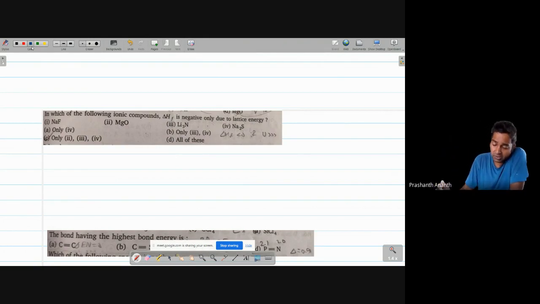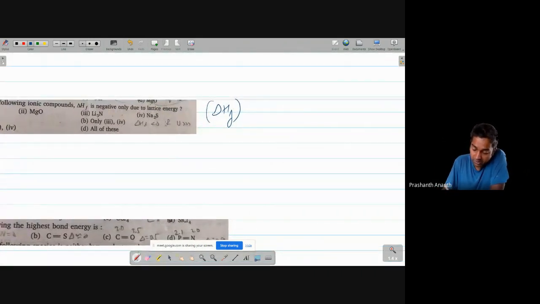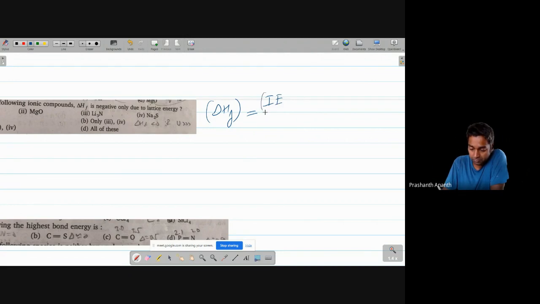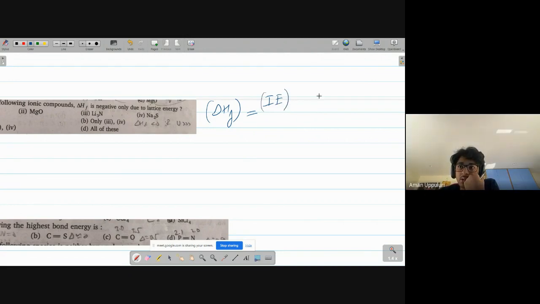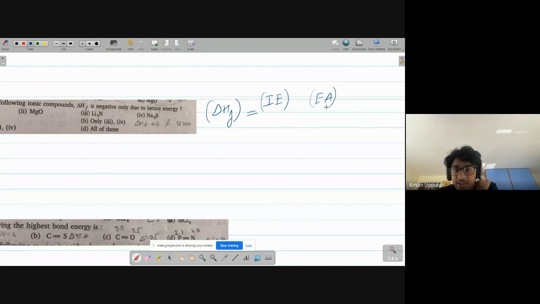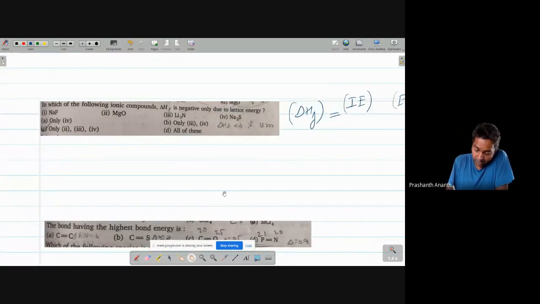Okay, so let's look at enthalpy of formation here quickly. So enthalpy of formation, what is that going to be for an ionic compound? Let's break it down first. What are the components here? Ionization energy of the cation, and then electron gain enthalpy of anion. Is that it? I mean, bond dissociation energy and all. Yes. So add them. Let's talk about them.